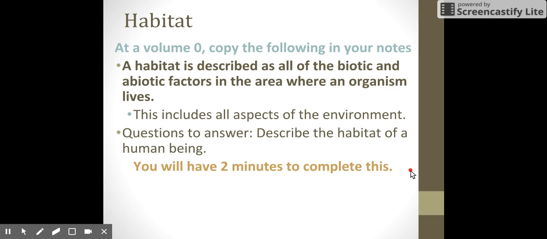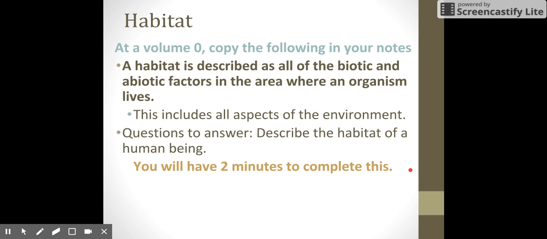Now, the first thing I want us to talk about is a habitat. So all of the organisms exist in a habitat, which is described as all of the biotic and abiotic factors in an area where an organism lives. So this is really all aspects of their environment. It can be any of the organisms that live there. It could be humans when they come into that habitat. It can be the temperature, the water, soil quality, all types of things that we've learned about with biotic and abiotic factors.